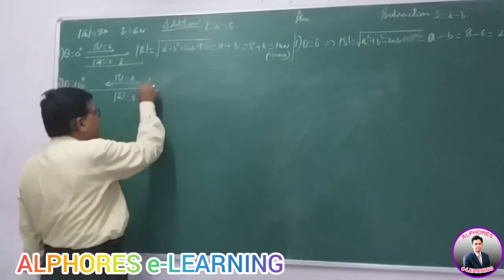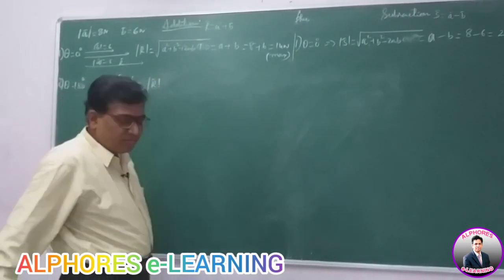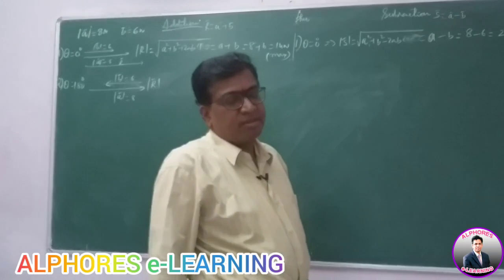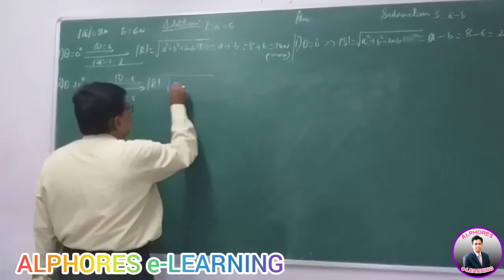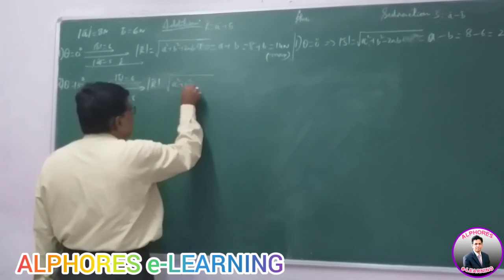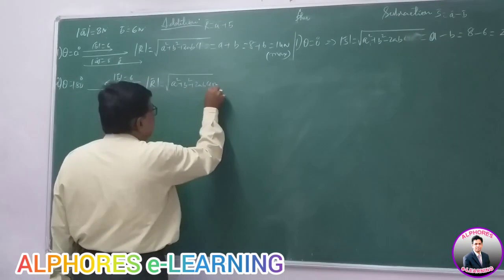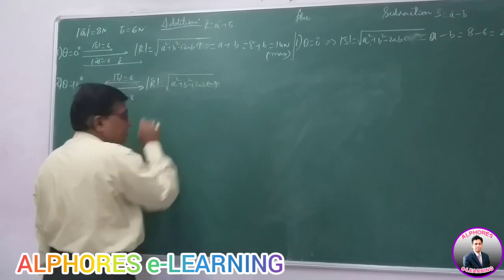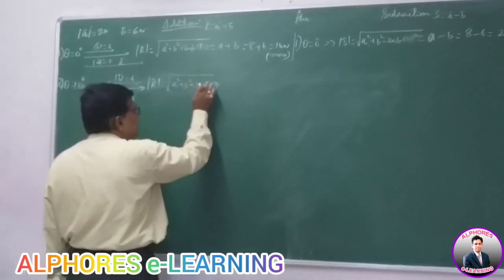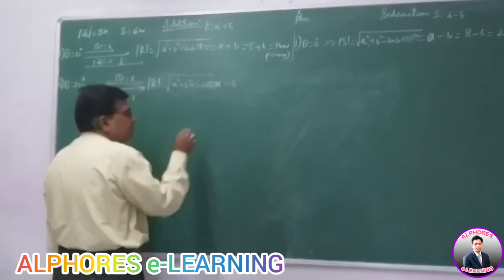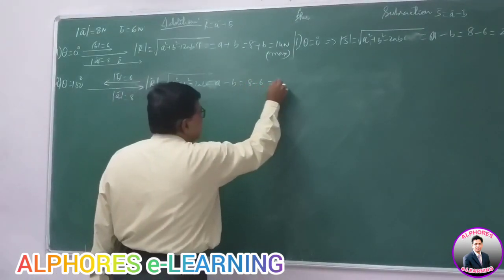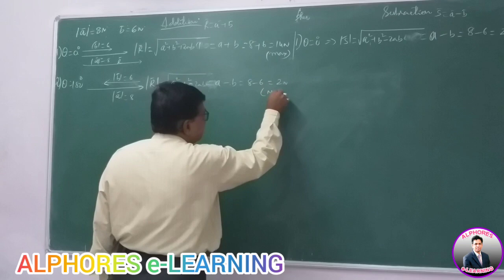Then what do you infer? We know mod R is root of A square plus B square plus 2AB cos theta, but when theta is 180, it is under root of A square plus B square plus 2AB cos 180. Cos 180 is minus 1. So you get minus 2AB. So this is A minus B. That is 8 minus 6, it's 2 Newton, minimum.